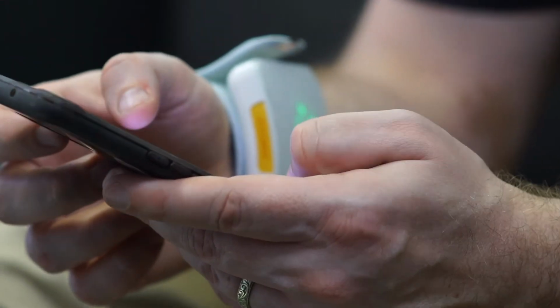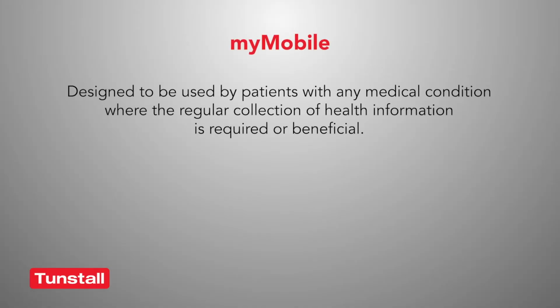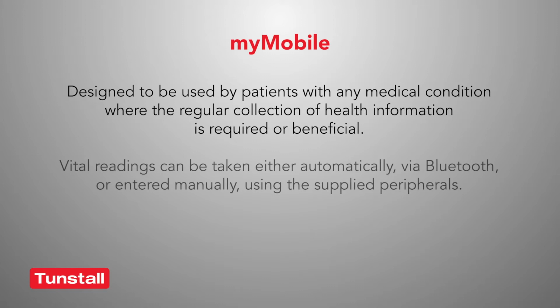myMobile is already preloaded with the required interviews assigned to the patient. myMobile is designed to be used by patients with any medical condition where the regular collection of health information, vital signs or disease-specific symptoms, is required or beneficial. Vital readings can be taken either automatically, via Bluetooth, using the supplied peripherals, or entered manually.